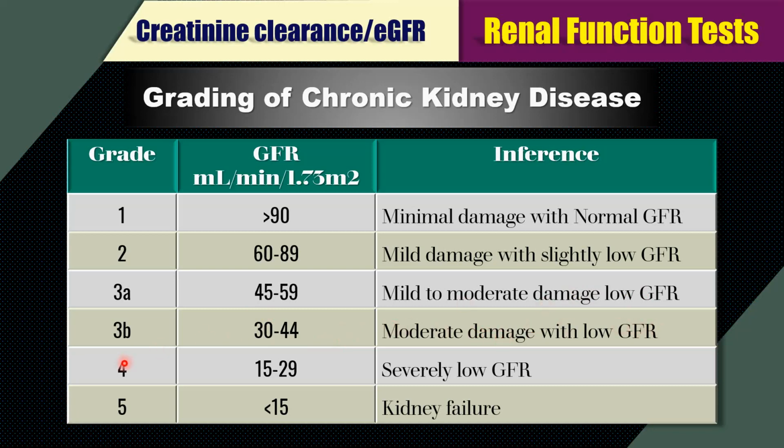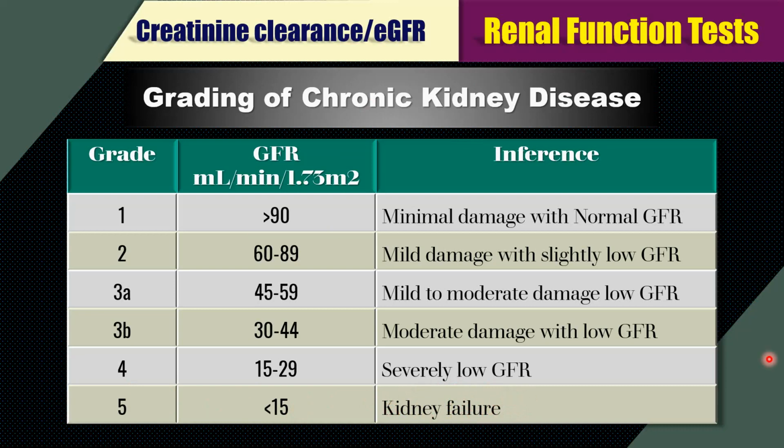Grade 4 or stage 4, the GFR would be between 15 to 29. Definitely there is severely low GFR and kidney damage. Stage 5 or grade 5 of chronic kidney disease is where the GFR or estimated GFR is less than 15. Definitely it is end stage kidney failure or kidney disease, and these patients require dialysis.